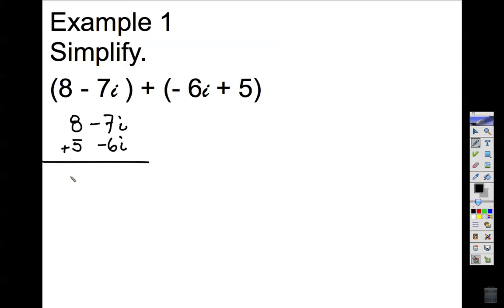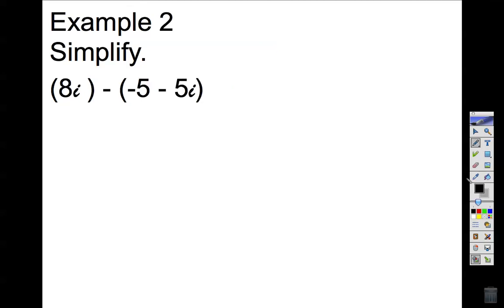8 plus -6 is 2, and -7i plus 5i is -2i. These imaginary components do not combine with the real numbers to make something else, because again, they are treated like terms. So this here is the final answer.